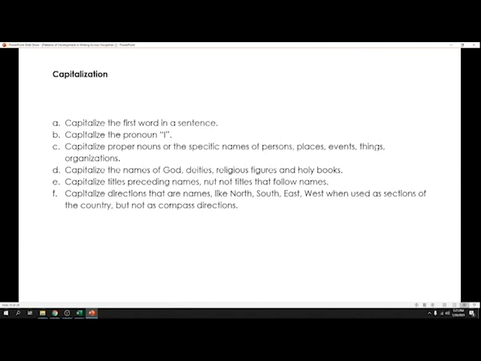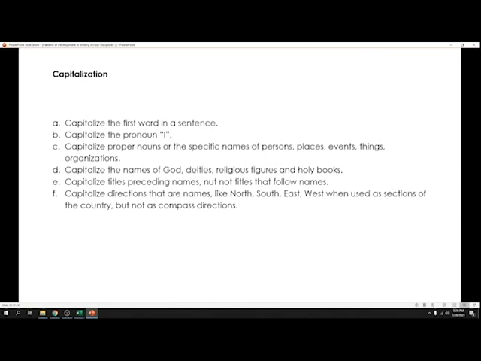Kasi walang small letter na I kapag nasa word siya, for example, indicate, kinakailangan small letter. Pero kapag pronoun ang ginagamit mo na I, dapat naka-capital letter. Letter C, capitalize proper nouns or the specific names of person, places, events, things, or organization. So, kapag sinabing proper nouns, ibig sabihin ay meron talagang mga pangalan. For example, pangalan mo. You need to capitalize the first letter. Not all capitalized, pero first letter sa mga pangalan mo, sa mga pangalan ng lugar, sa mga pangalan ng mga organisasyon at ng mga bagay.